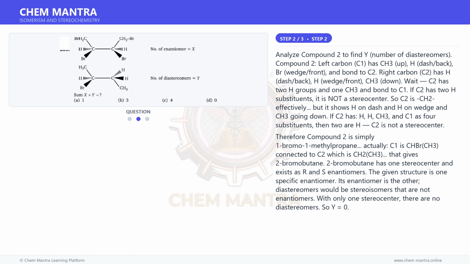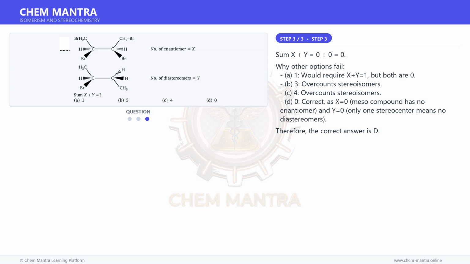Diastereomers would be stereoisomers that are not enantiomers. With only one stereocenter, there are no diastereomers. So Y is equal to 0. And for the final step, sum X plus Y is equal to 0 plus 0 equals 0.